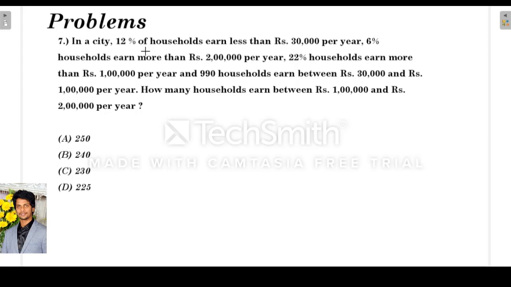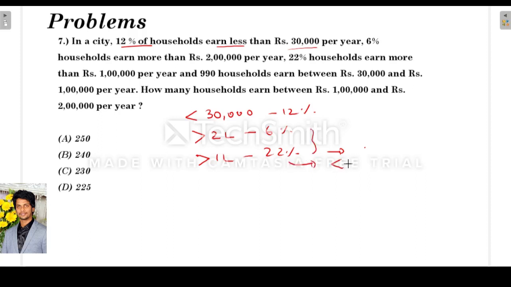Okay. So in a city, 12% households earn less than 30,000 per year. So less than 30,000, 12% households are earning. And they are also telling 6% households earn more than 2 lakhs. So more than 2 lakhs, 6% households earn. And 22% households earn more than 1 lakh per year. So more than 1 lakh, 22%. So from this we can say less than 1 lakh will be 78%. Obviously more than 1 lakh, 22% means less than 1 lakh is 78%.